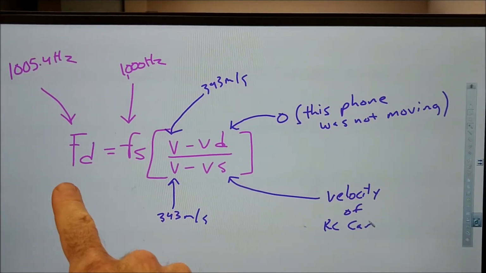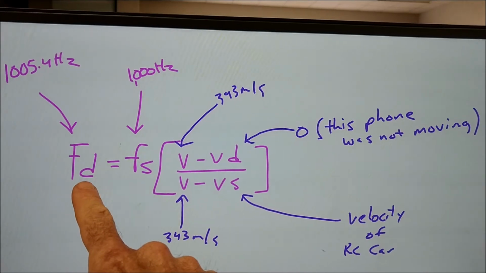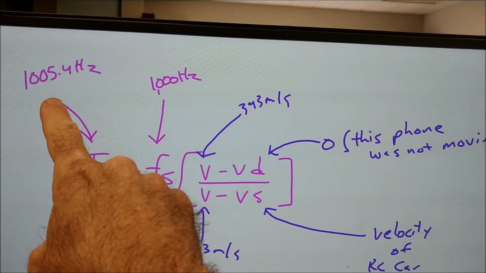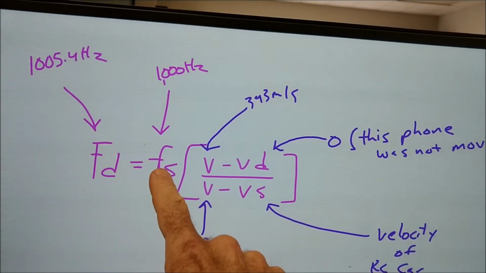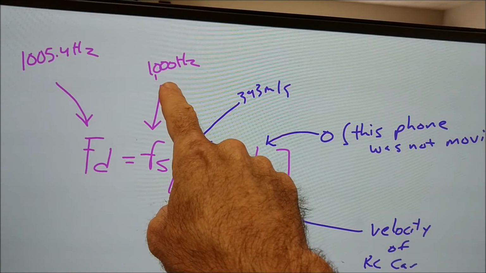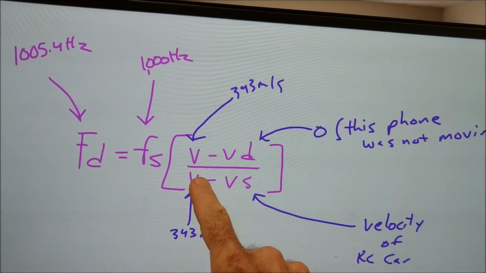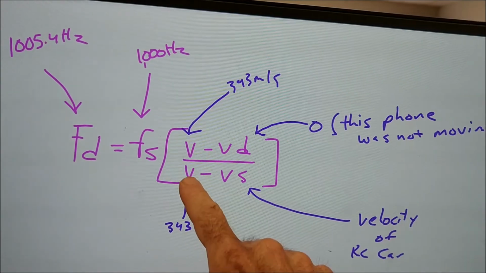So here we see the Doppler formula. This is the frequency of the detector. The hanging phone heard 1005.4. Frequency of the sender, the phone that was on the car that was driving, was sending out 1,000 hertz. The speed of sound here at room temperature is 343 meters per second.